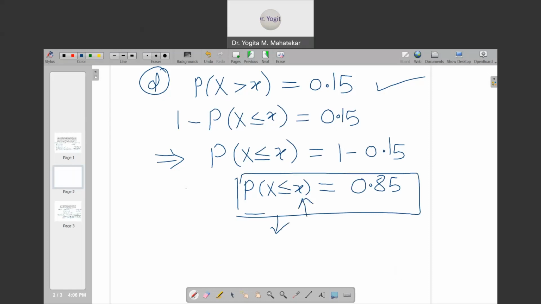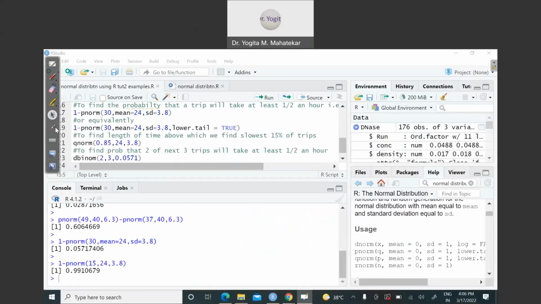Now here we can use the qnorm command because the qnorm command works for the lower tail. So I will write qnorm of the first parameter in the syntax, which is your probability on the RHS, whatever is given, which is 0.85, comma your mean, which is 24 minutes, and your standard deviation, which is 3.8. And this command, if you feed to the R software, it will give you the answer. So that I have already written over here. So to find the length of the time above which we will find the slowest 15% of the trips, you can find it using the qnorm command, which is 0.85, 24, and 3.8.